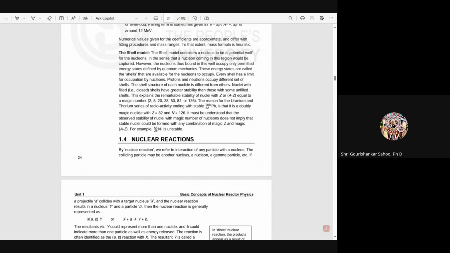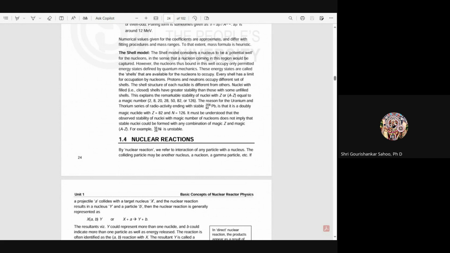This explains the remarkable stability of nuclei with a mass number, or with a mass number minus atomic number, or atomic number, equal to a magic number, that is 2, 8, 20, 28, 50, 82 or 126.